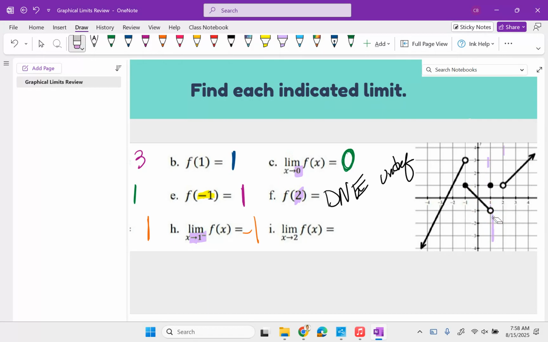Let's take a look at this last one. Emily, what x value are we approaching in the last one? 2. So 2 is here. What's going on with 2? There's no solid dot. And then what about the limit? Are we approaching the same thing from both sides? No, because we have something from this side, but is there anything coming from the left side? No, so this one would be D and E. Any questions?